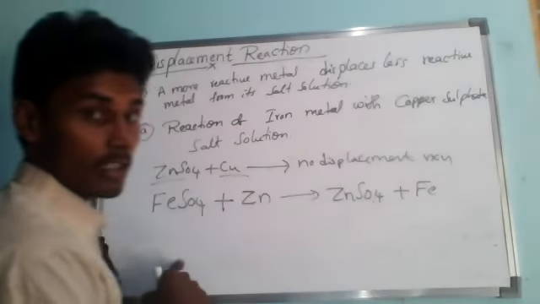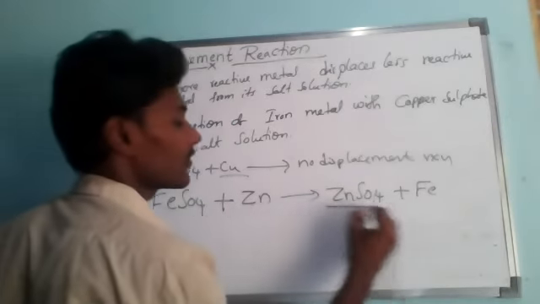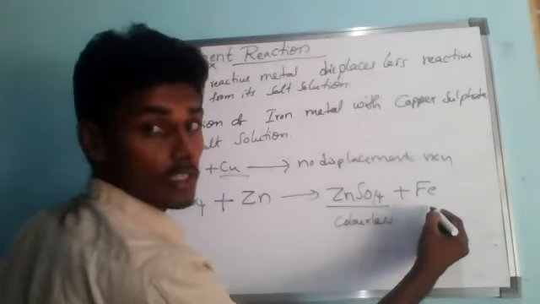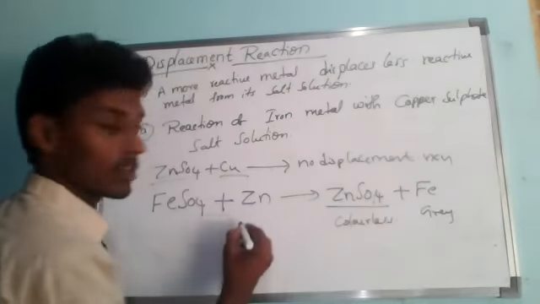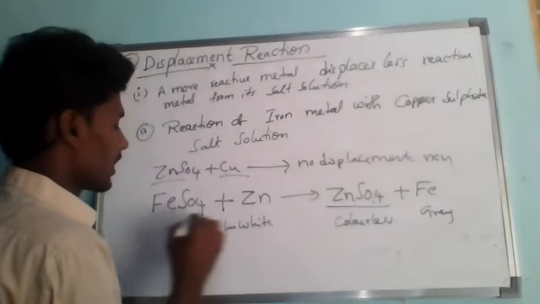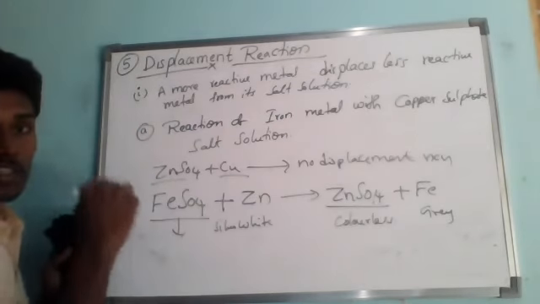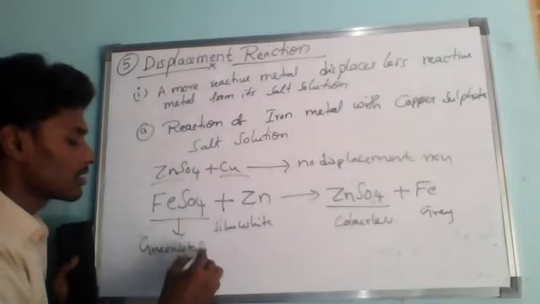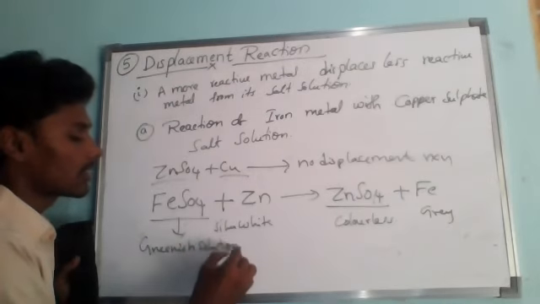Understanding? Here the colors are: zinc sulfate is colorless, iron is gray, and zinc is silvery white. But FeSO4, as we know from the first reaction, is a greenish color solution. So this is the reaction.